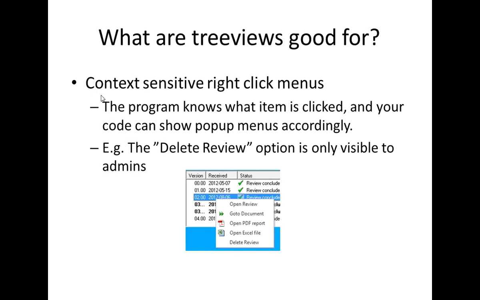Another thing we can do is have context-sensitive right-click menus. Since the code knows which item is clicked, your code can show pop-up menus accordingly to the item. You can even use it to show stuff that is only available to certain users. For example, the menu I show down here has a delete review option, and this is only visible if you're an administrator of the program.